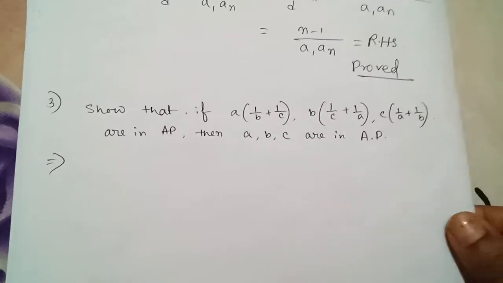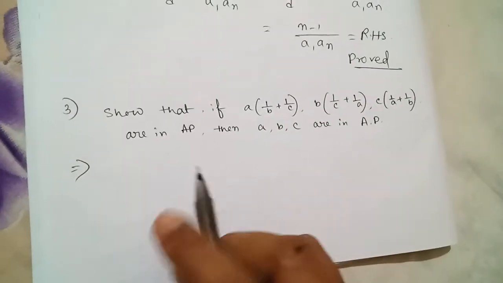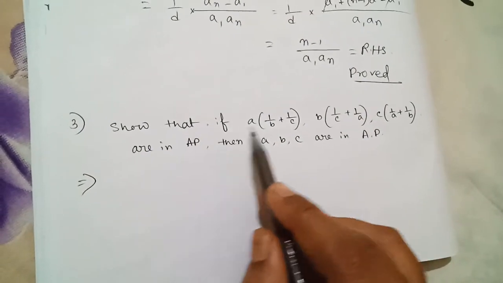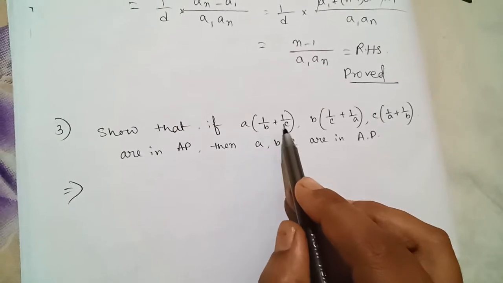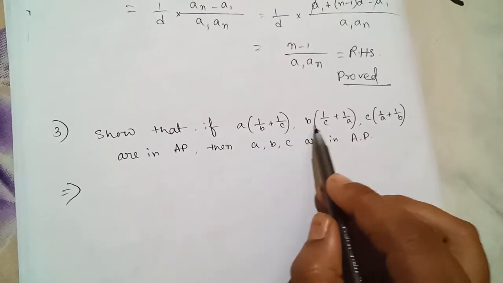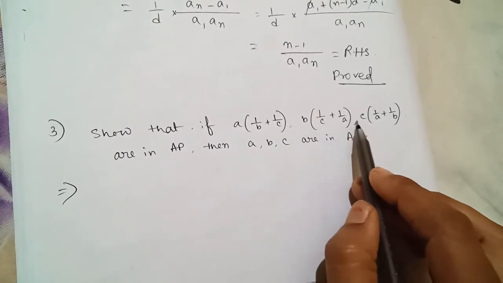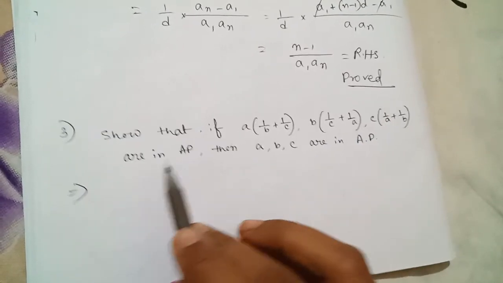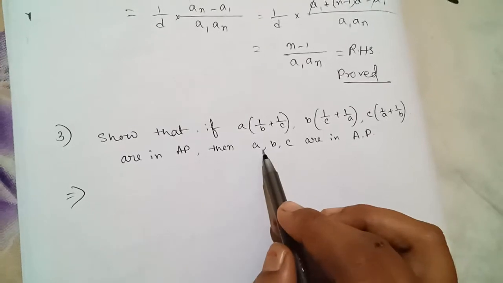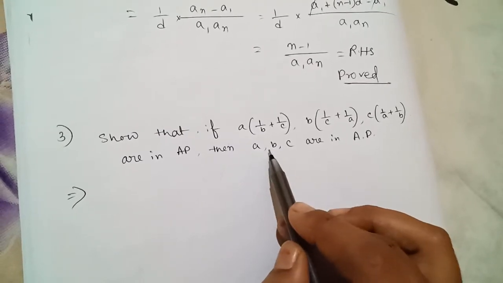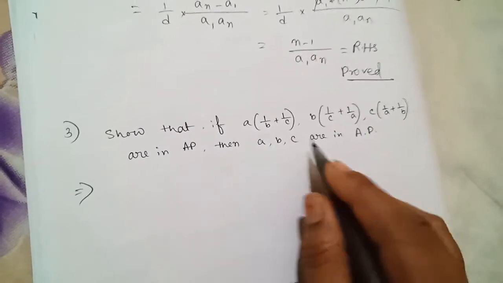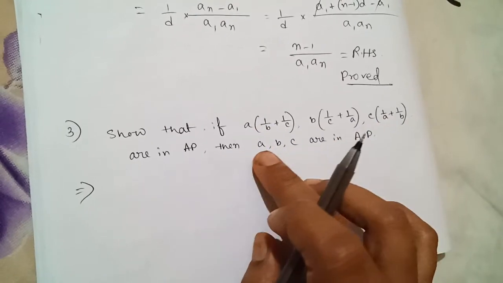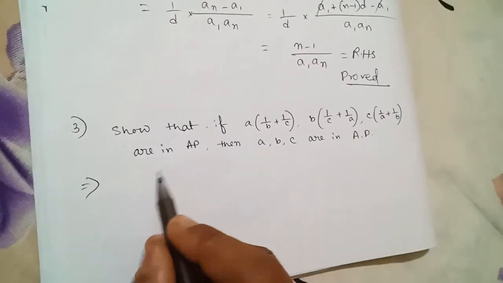This is the third question for you. If a into 1 by b plus 1 by c, comma b into 1 by c plus 1 by a, comma c into 1 by a plus 1 by b are in AP, then you have to prove that a, b, c are also in AP. Okay, this is the condition and this is the required result.